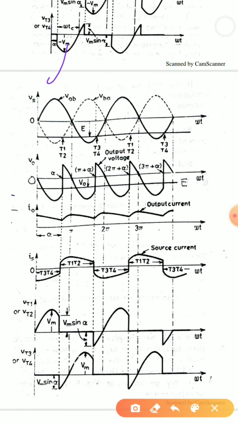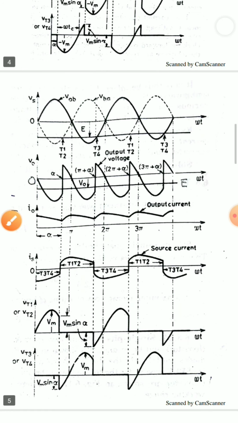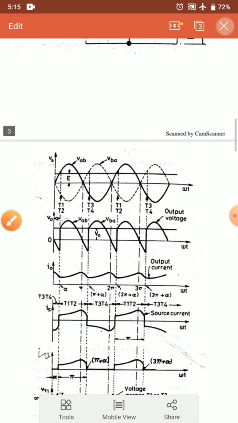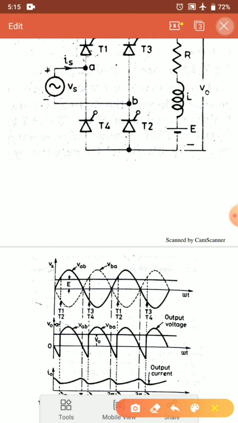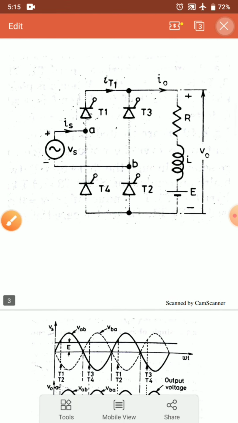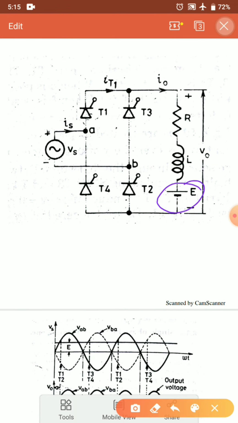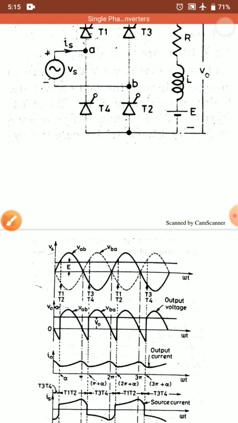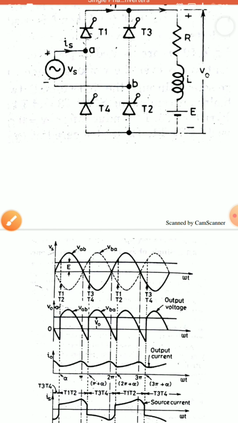Now if the value of alpha becomes greater than 90 degrees, what will happen? Let us look. Here one thing I have to ensure is that if I want to operate my converter as an inverter or a line commutated inverter, this E I have to reverse. That is, it will be connected in this manner. The polarity of E has to be reversed so that some power can be fed back to the AC supply.